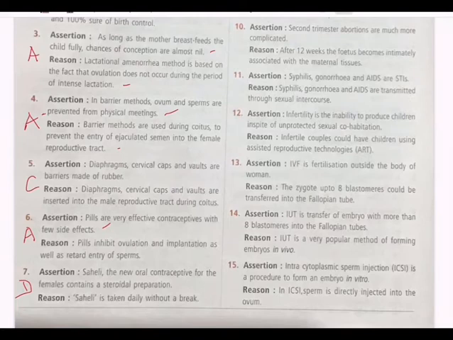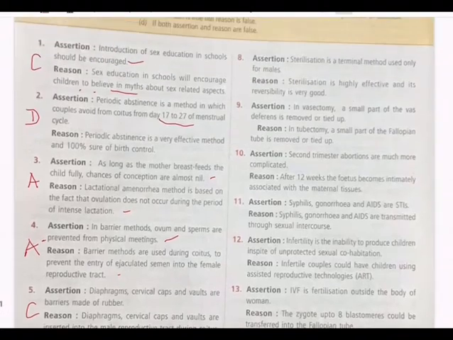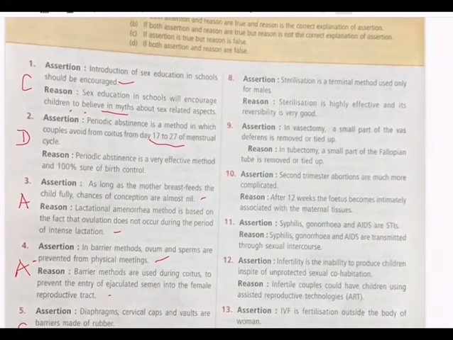Saheli, the new oral contraceptive for the females, contains a non-steroidal preparation. There, what we said in assertion, steroidal. So it is non-steroidal. And it is not daily. As all of you know, you recollect from your memory, it is a once-a-week pill with very few side effects and high contraceptive value.